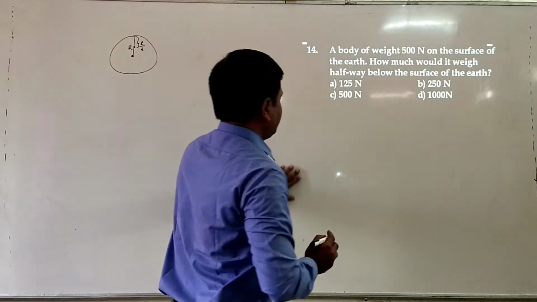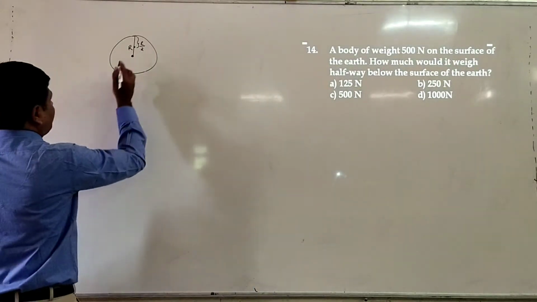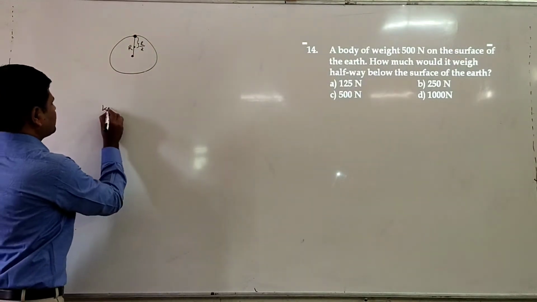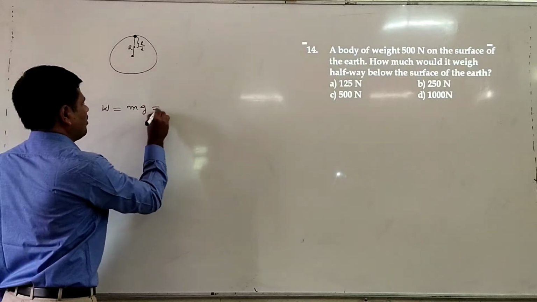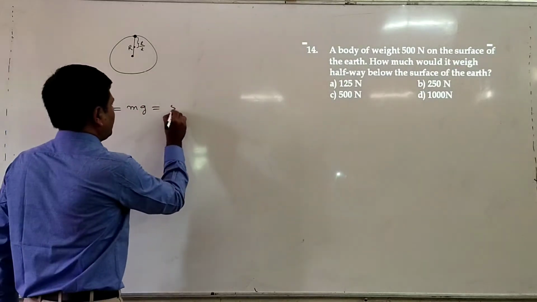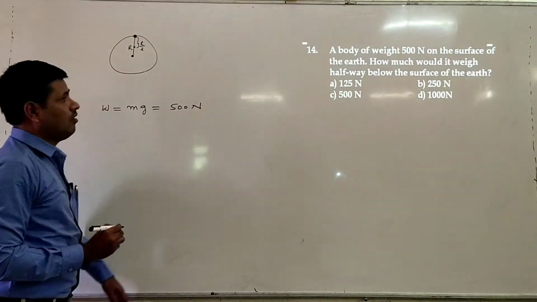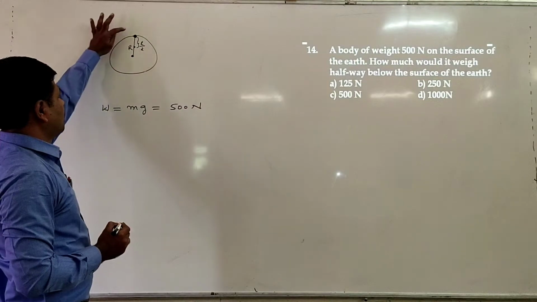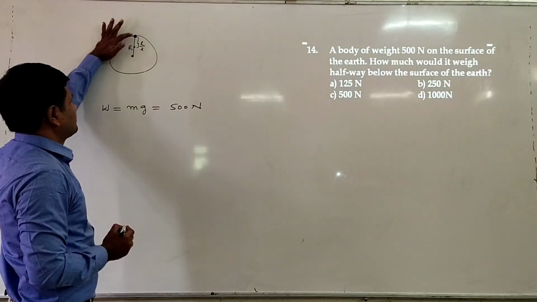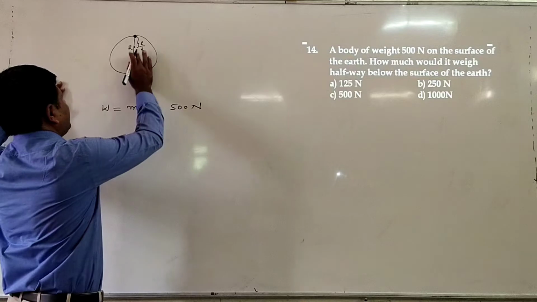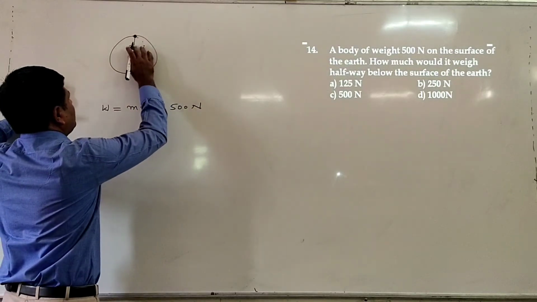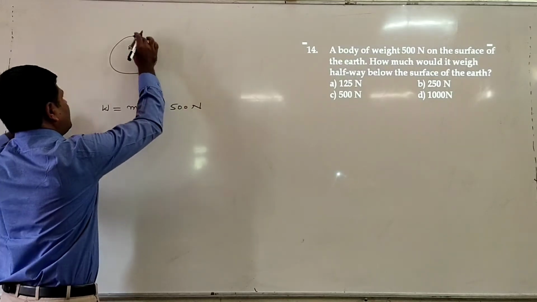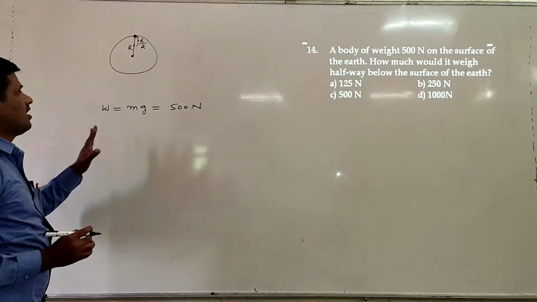Now, first of all, I am writing the weight on the surface. On the surface, weight W is equal to mg. The weight mg is equal to the given 500 Newton. Now how much weight is there halfway below the surface of the earth, from the surface to R by 2 distance? At the R by 2 distance, how much weight is there? They are asking this question.